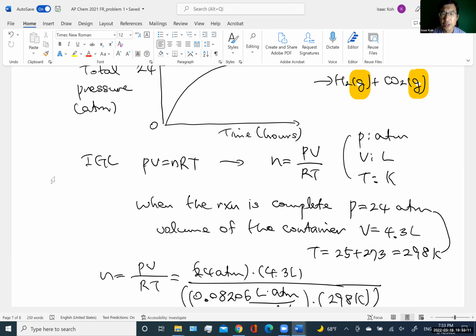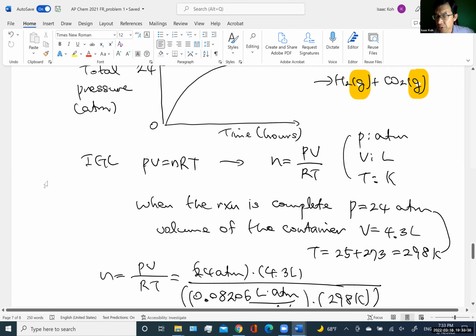The total pressure, when the reaction is complete, is 24 atm. V is the volume of the container. The gas expands and fills up the whole container, so V is 4.3 liters. It is rigid, it doesn't change. Temperature is 25 degrees C, let's add 273, then 298 Kelvin. We are ready.